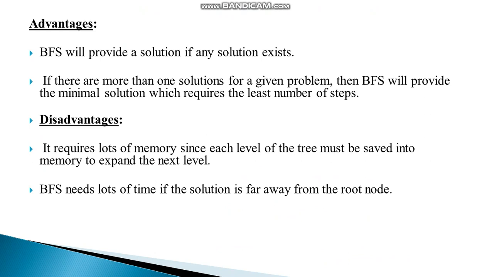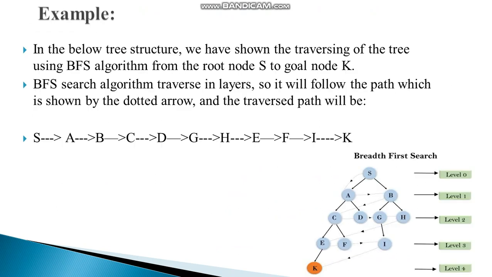Advantage: breadth first search will provide a solution if any solution exists. If there are more than one solutions for the given problem, then BFS will provide a minimal solution which requires the least number of steps. Disadvantages: it requires lots of memory since each level of the tree must be saved into memory to expand the next level. BFS needs lot of time if the solution is far away from the root node.